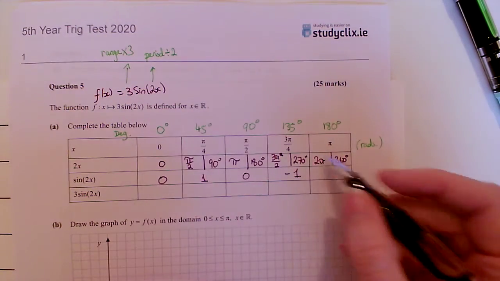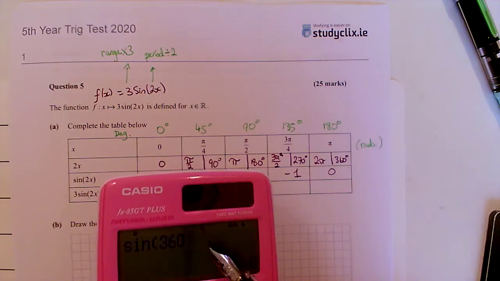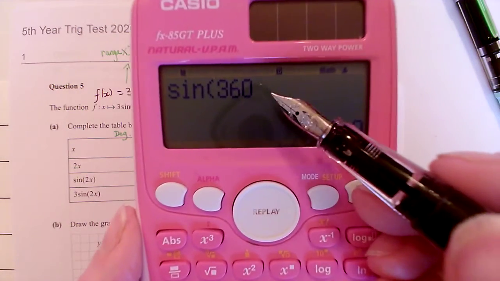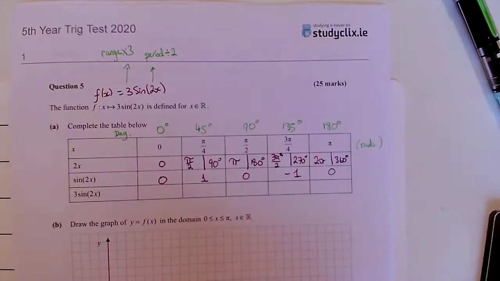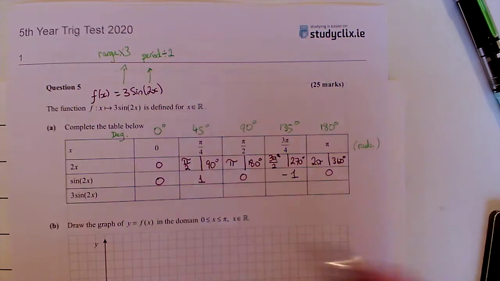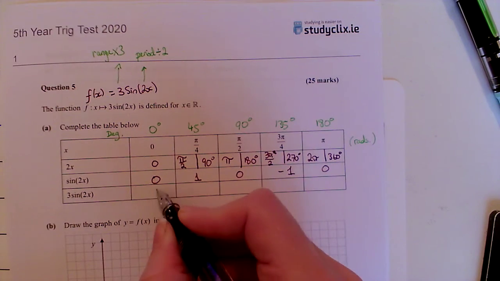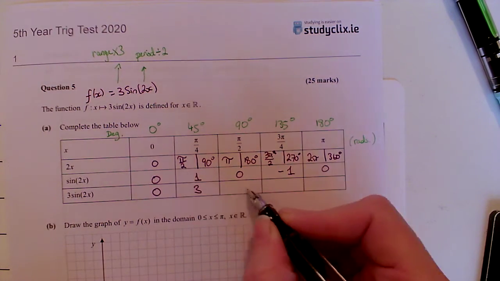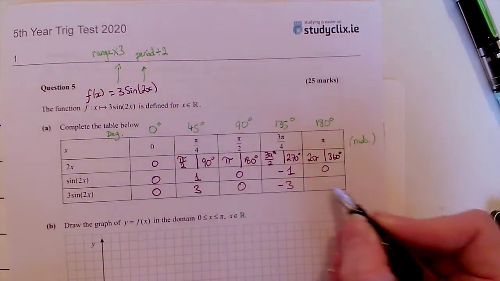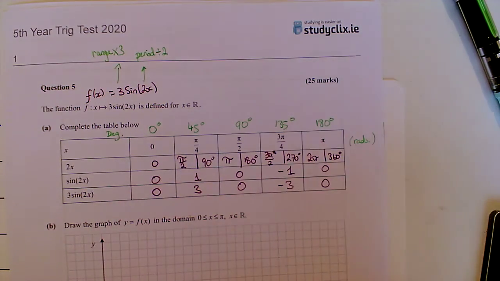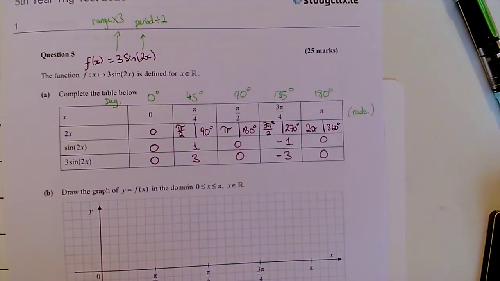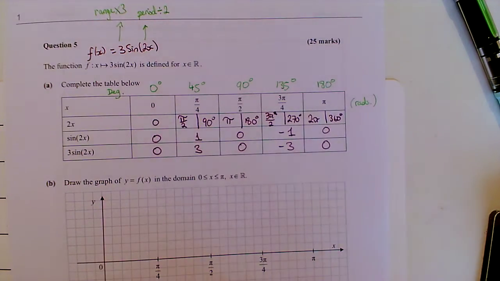So you can use the radian measure, but if you do, just make sure that your calculator is in radian mode. And then 3 times that, we're multiplying these by 3. So this is 0 still. This is 3, this is 0, this is minus 3, and this is 0. And then they want us to draw the graph of this in the domain.